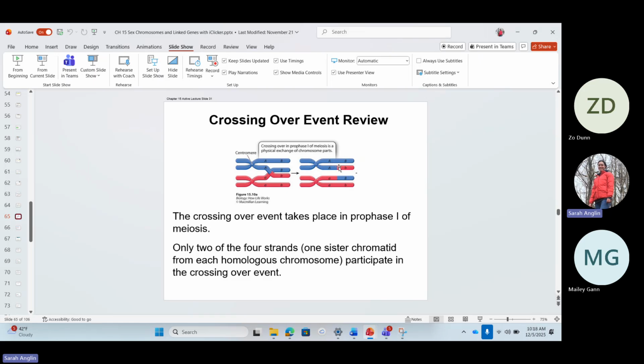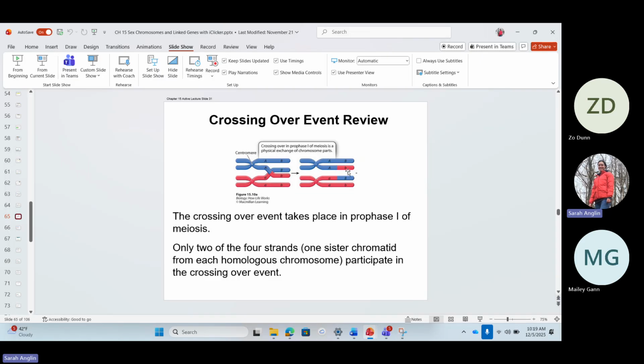All right, so we end up with one of those chromatids remaining the same, and the other one is going to be a recombinant chromatid. Same over here. Okay, so it's the crossing over event that allows the shuffling of the alleles. So it helps with the diversity of the potential outcome of the gametes.